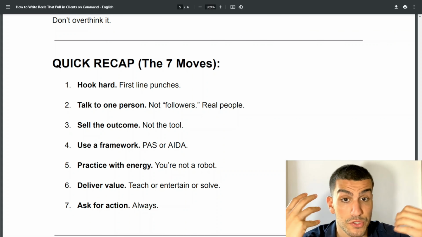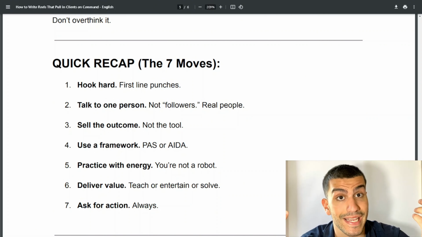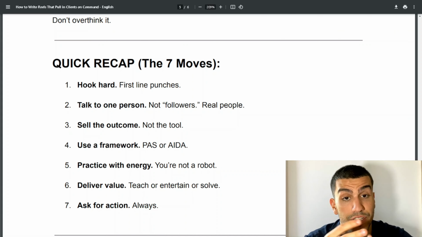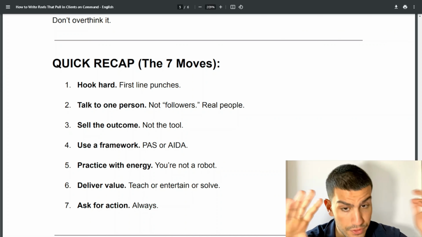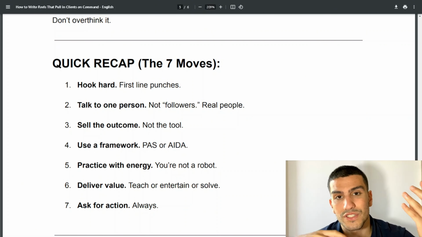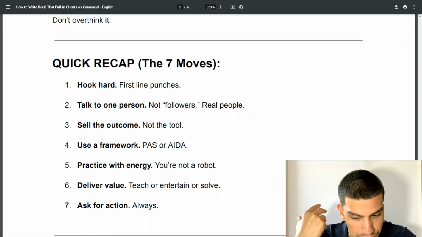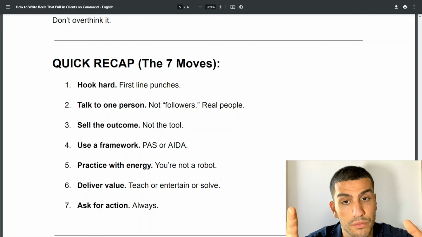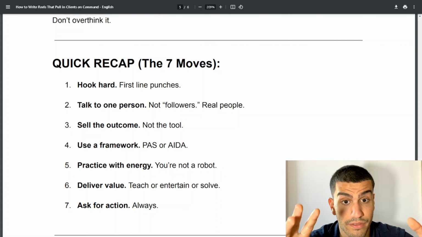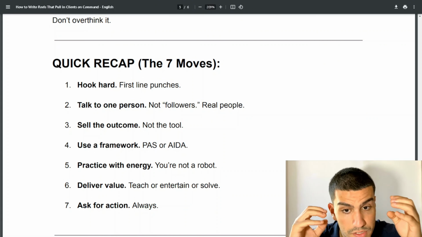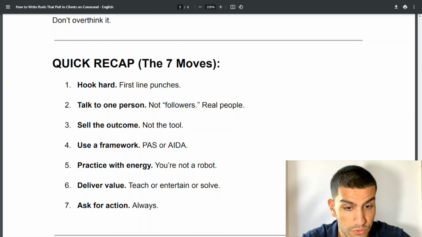Number 4, use a framework. You either use problem, agitation, solution, PAS, or AIDA, which is attention, interest, desire, action. You choose. You gotta know your business well to understand which is better. I explained the 2 at length in section number 4, how to use each one of them. So double down on this, choose the right thing for your business.